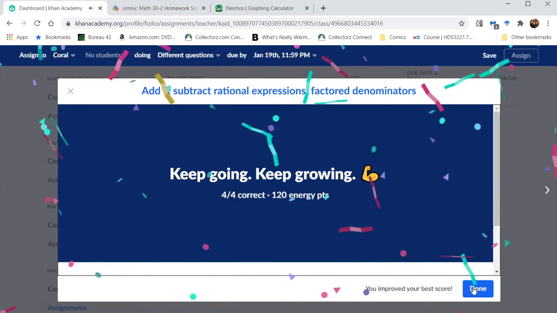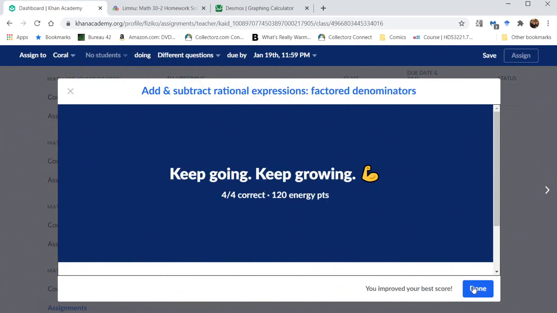This concludes the solution set for assignment 1.05, number 3.